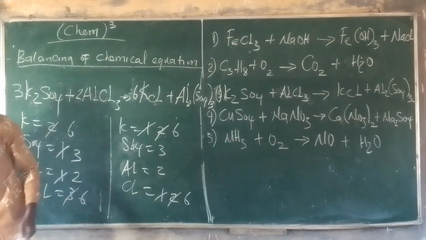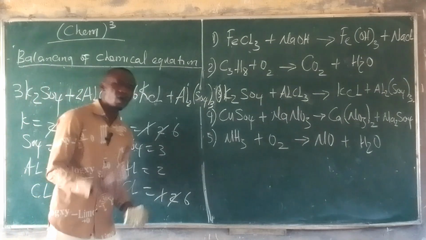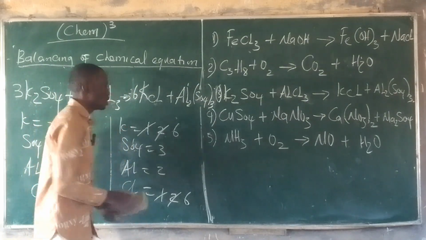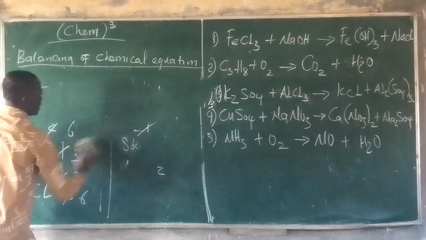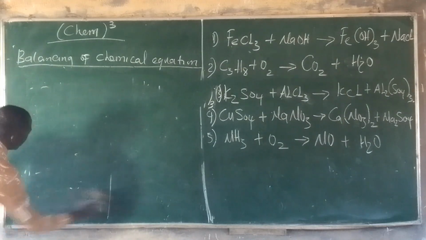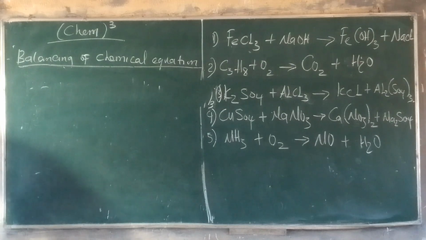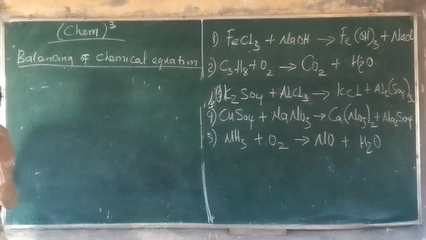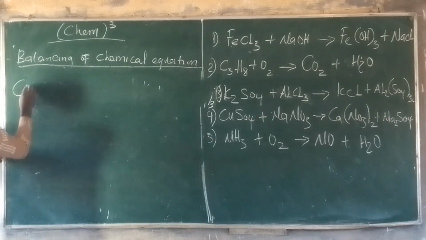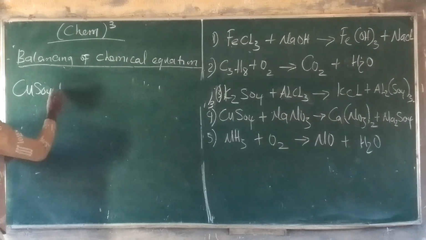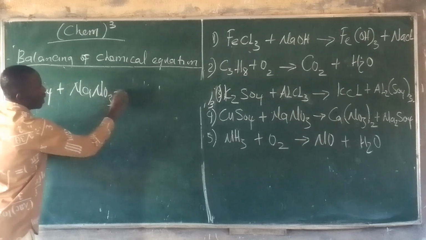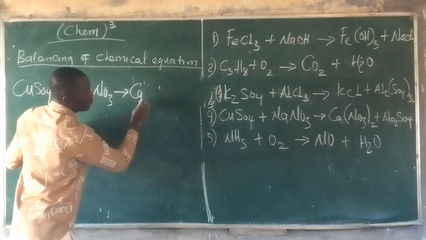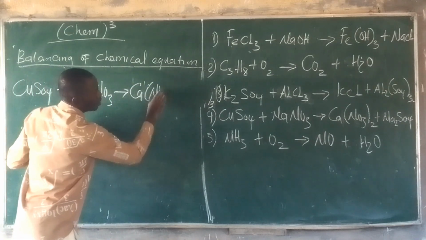Let's go to the next equation. You can, at this juncture, pause the video and try out the next equation yourself. But without much further ado, let's get into the business of the day. Alright? Okay, we have over there copper tetrasulfate reacting with sodium trioxonitrate, and then gives you that polyatomic compound.